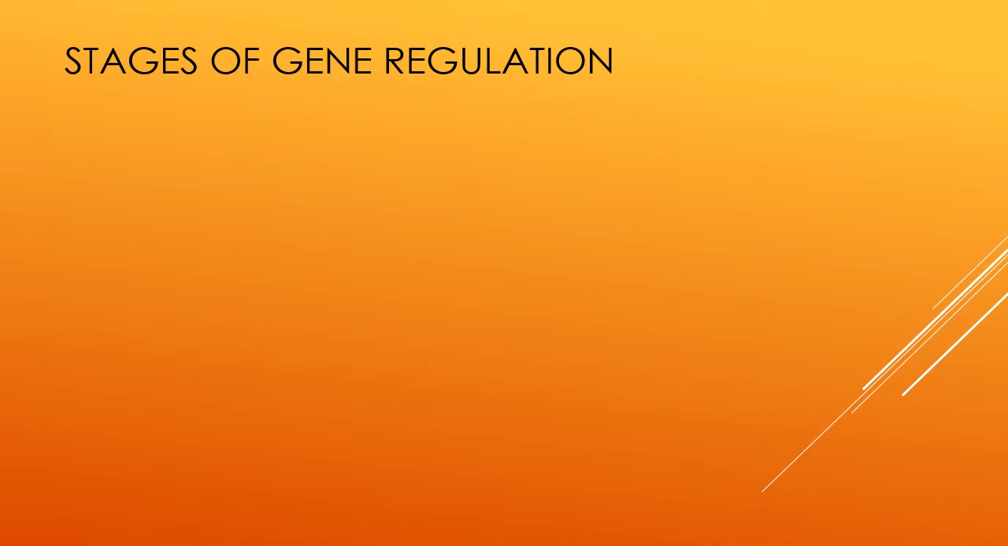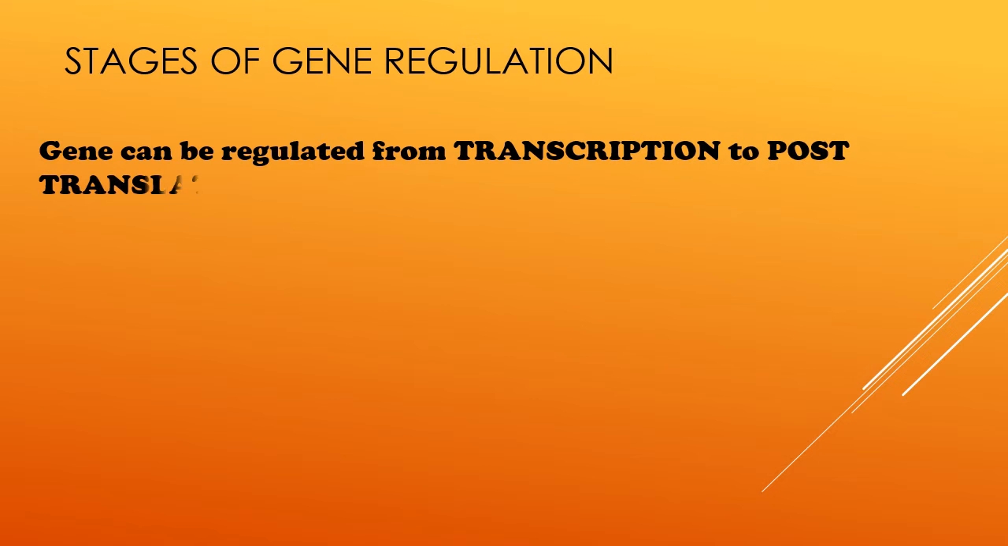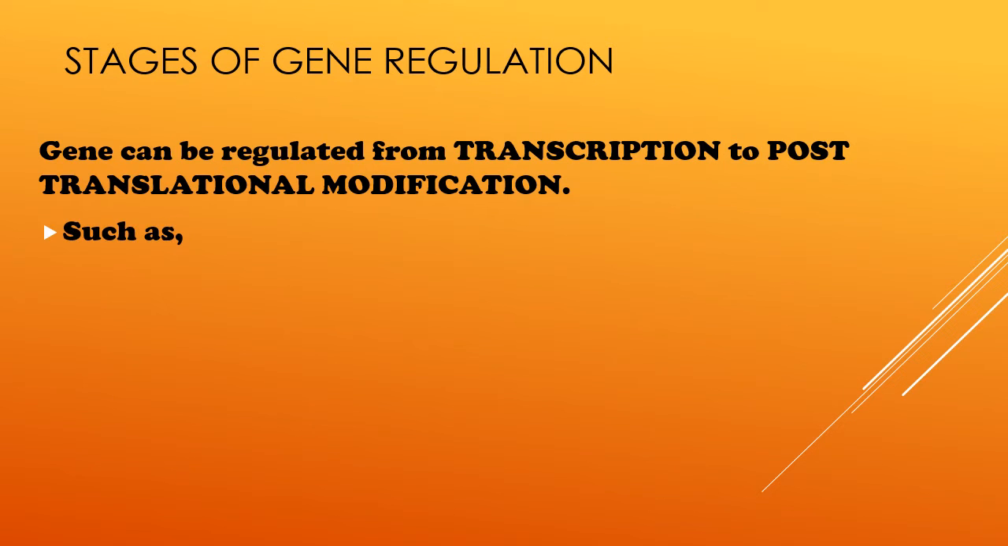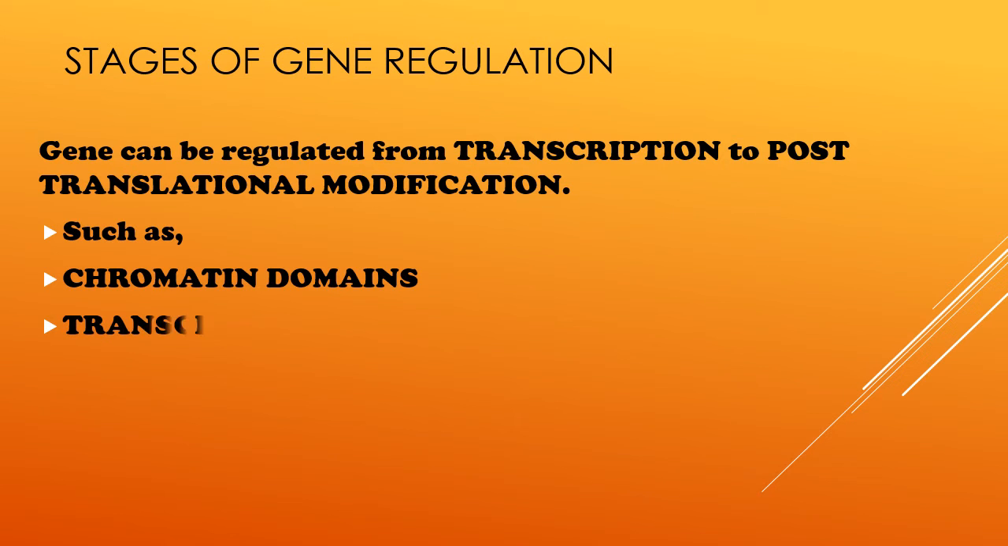Stages of gene regulation. There are many stages to regulate the gene. Gene can be regulated from the transcription process to the post-translation modification process, such as chromatin domains. There are some molecules that change the chromatin domains itself so that it can't be transcribed or translated. Next is transcription. There will be altering in transcription factor molecules to regulate the gene. Either it can promote the transcription or it can prevent the transcription from happening.